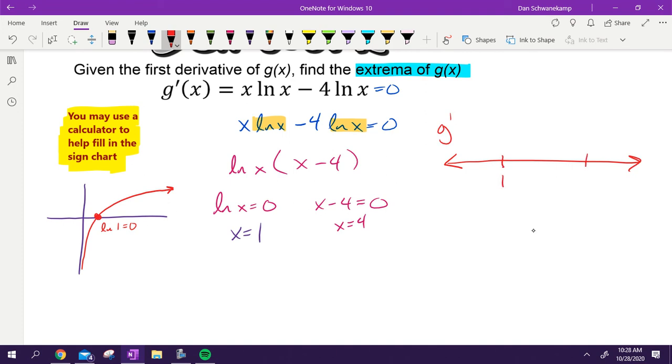That would be weird. This is G prime. There's 1, there's 4. I'm putting them on my sign chart. What's the number I can plug in between 1 and 4? 2. So I'm plugging 2 into this. What is going to happen if I take the natural log of 2? Is it positive or negative? It's positive because it's on the right side of that. If you know your natural log graph, you're going to know that this is positive. If I plug in a 2 here, it would get me negative. Positive times a negative is a negative.